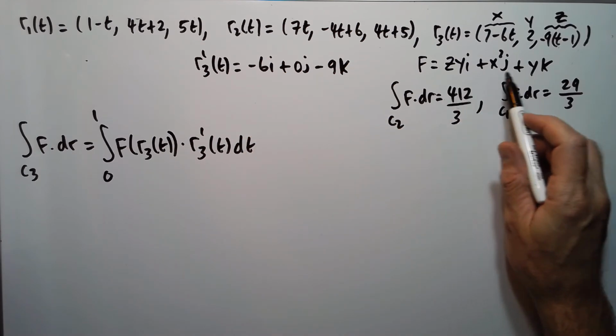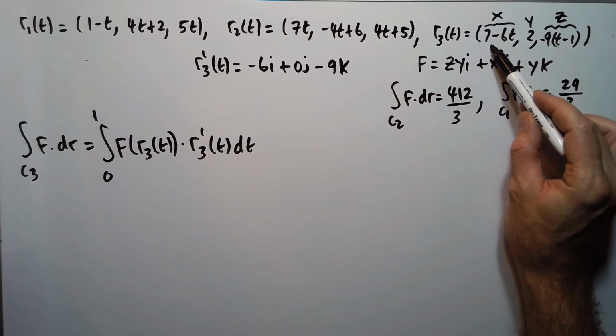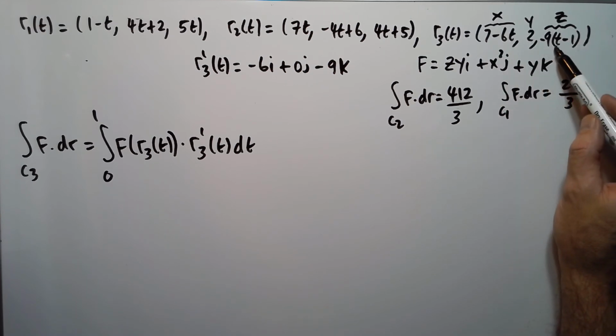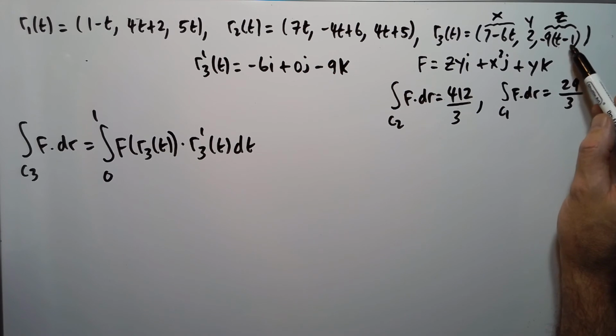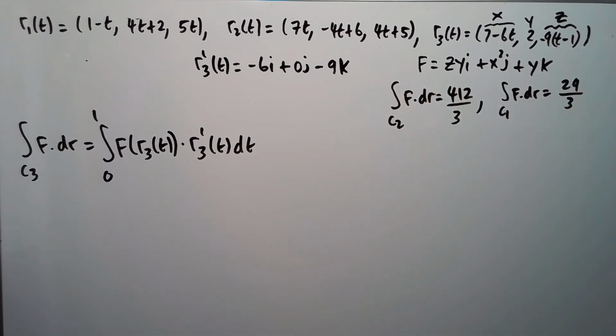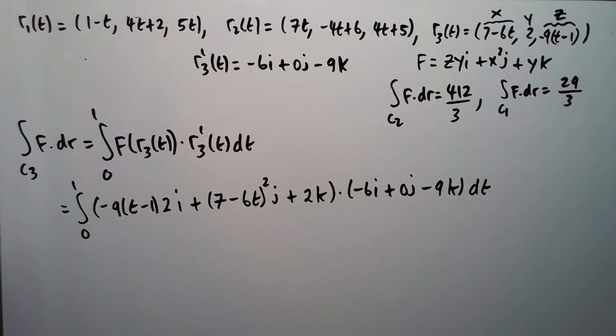Now here's my f again. This time my x would be 7 minus 6t, my y would be 2, and my z would be negative 9 times t minus 1. So I'm going to plug into this and then dot it with this. Let me write it right here. Doing that, that's what I get.